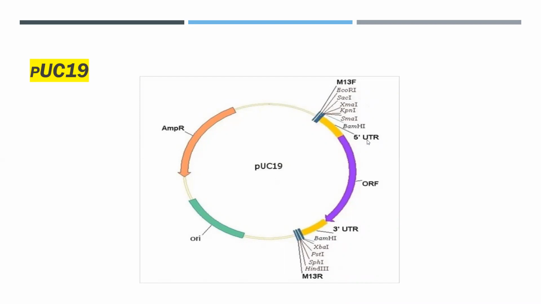This is the 5' UTR and the 3' UTR. UTR means untranslated regions. These are polylinkers, or restriction enzymes. This is the ampicillin resistance gene.